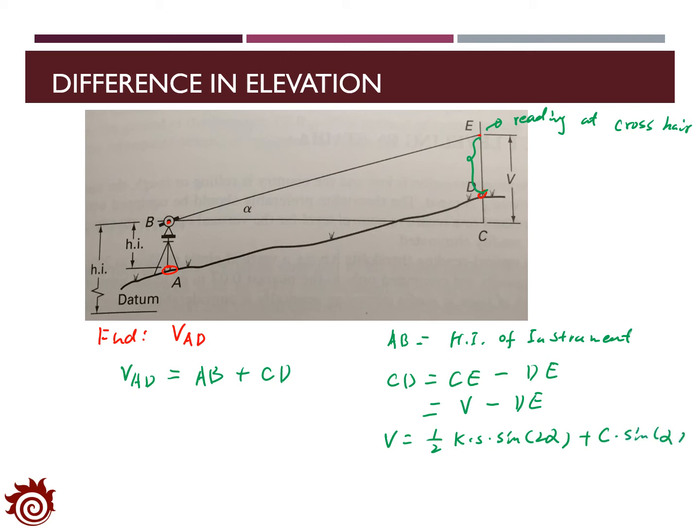With that, we can derive VAD as the height of the instrument plus half of Ks times sine 2 alpha plus c times sine alpha minus the reading at the crosshair. So that's the way for us to find out the difference in elevation with the stadium method.